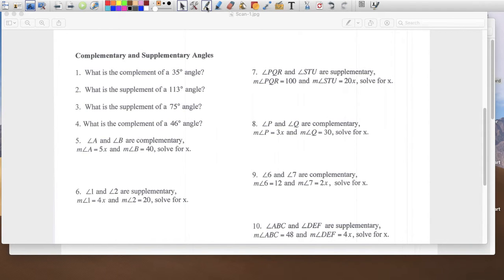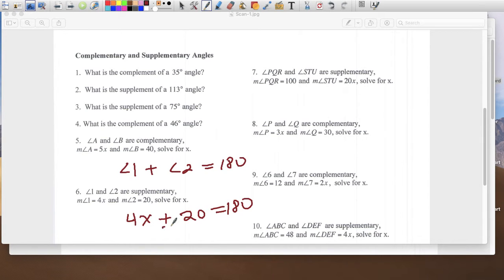6. Angles 1 and 2 are supplementary. So I know that, and I'm going to write angle 1 plus angle 2 has to be 180. So this is my equation already set up. Angle 1 is 4x, so let me substitute. Instead of angle 1, I'm just going to write 4x, plus, and angle 2 says that it's 20. Solve for x. Equals 180. So I know that angle 1 plus angle 2 equals 180. So that's what I start with, right?